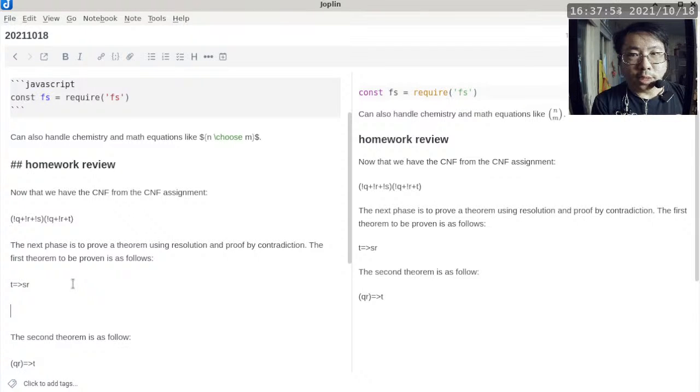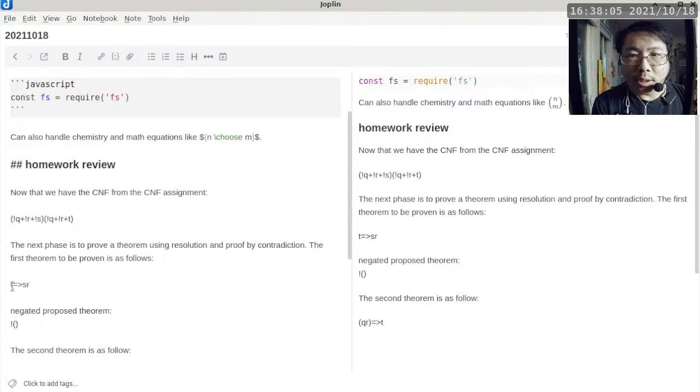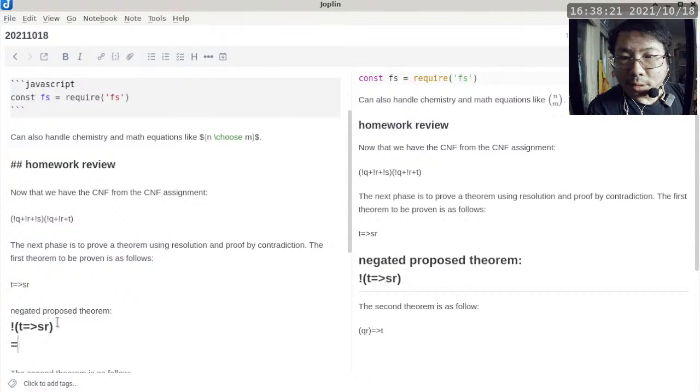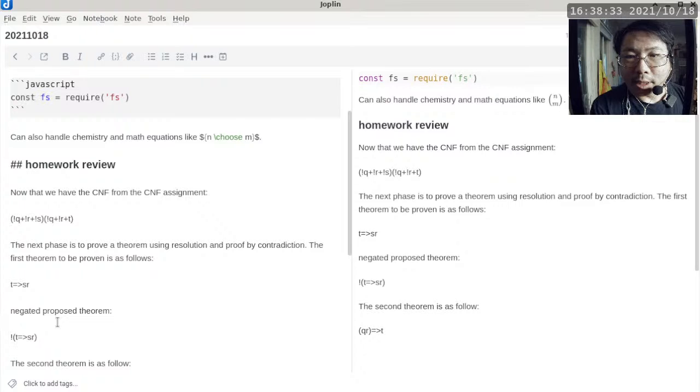So we'll say negated proposed theorem is gonna be a negation in front of this entire thing. And this is also the reason why I do not use the math notation for negation, because this one is a whole lot easier to type. It's just an exclamation point. And now, okay, it doesn't like it, because I think the exclamation point is making it think it is probably a header of some kind.